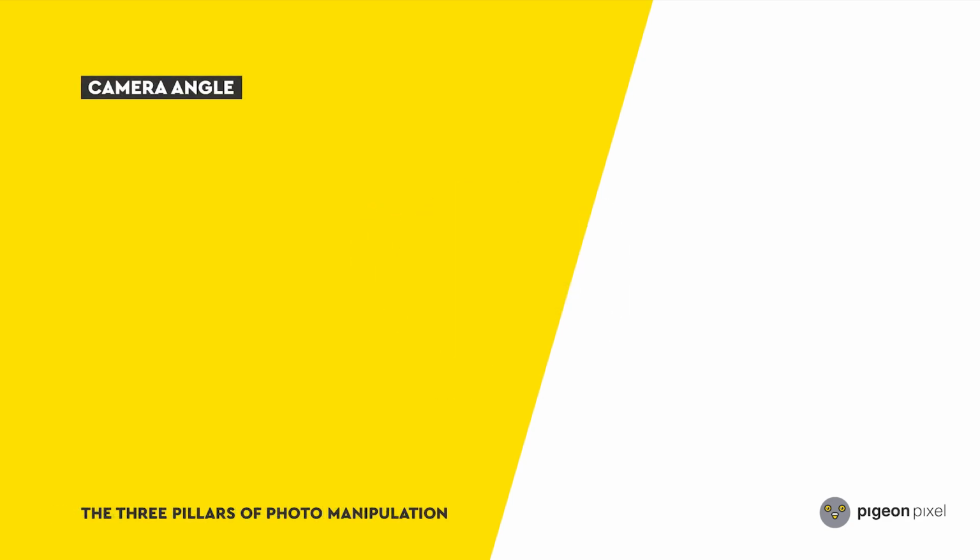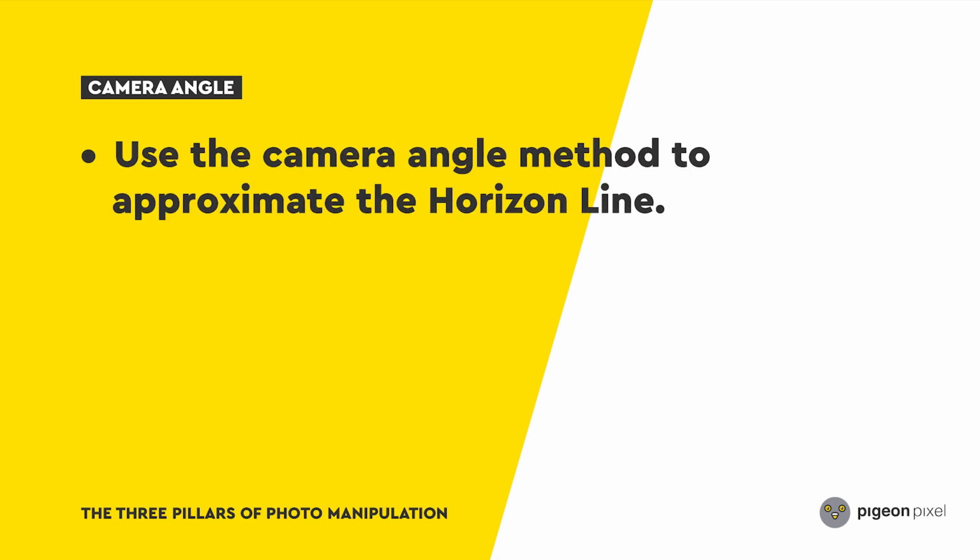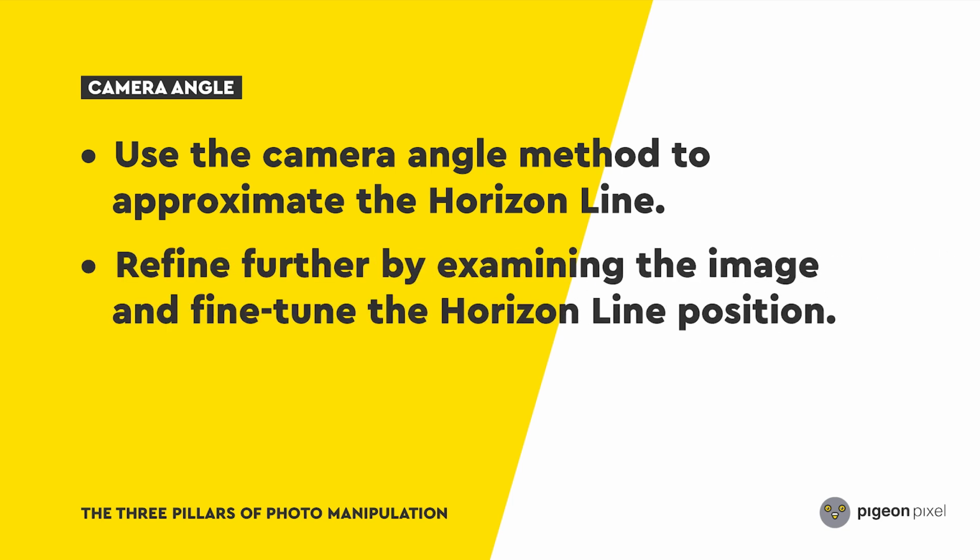So now, let's put what we've learned into action. We'll look at some photos which are not so straightforward and use the camera angle method to approximate the horizon line. Then, we'll refine further by examining the image and fine-tune the horizon line position.